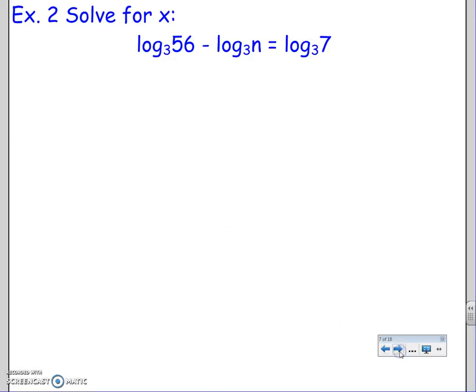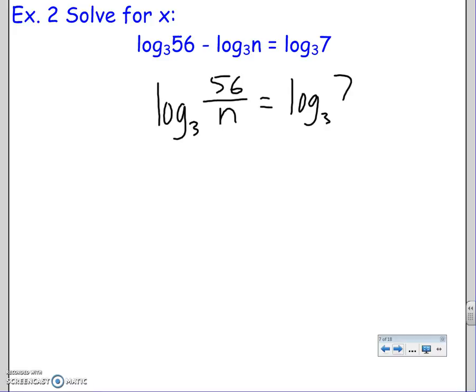All right, here's another one. Solve for x. Remember, I cannot exponentiate right now because I need one term on both sides. But on the left side, they're both log base 3. They can combine. So if it's combined to a single log base 3, now subtracting means division. 56 divided by n equals this. Now there's only one thing on both sides. I can exponentiate by using the base of 3. Those cancel. Those cancel. I have 56 over n equals 7.